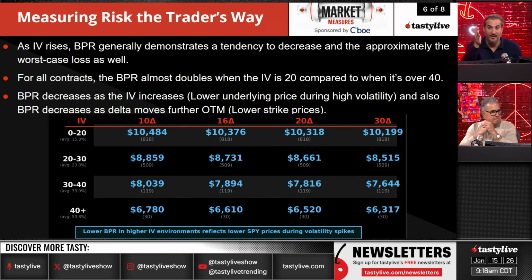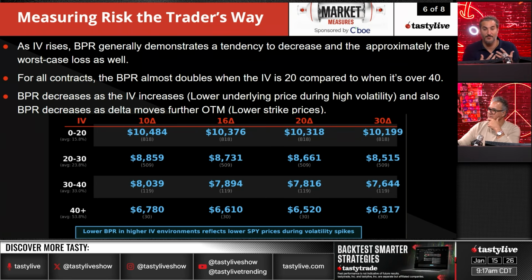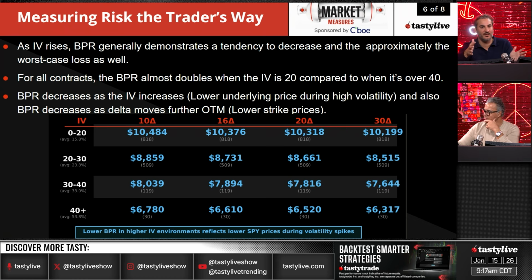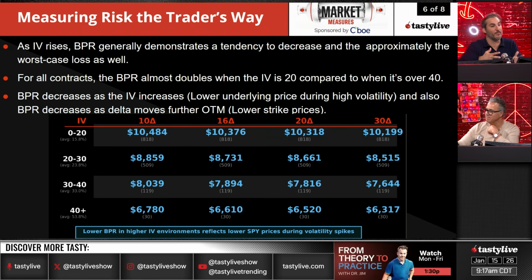When you get a 40 IV, SPY is not going to be at 700. It's going to be at 600 or 550. So you have a lower priced asset, but you're also way further out on the curve. This is another reason why we look for high volatility environments: you're typically at lower prices and you're going further out of the money relative. So the 20 delta option, let's say for a 0 to 20 IV range, might be $10 out of the money. For a 40 IV range, it's going to be 40 points out of the money, and it's going to be a lower priced stock.